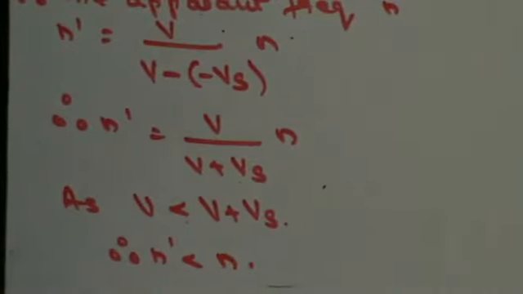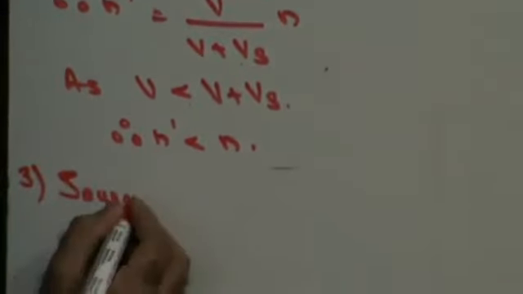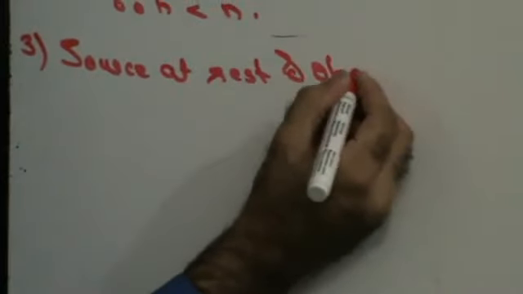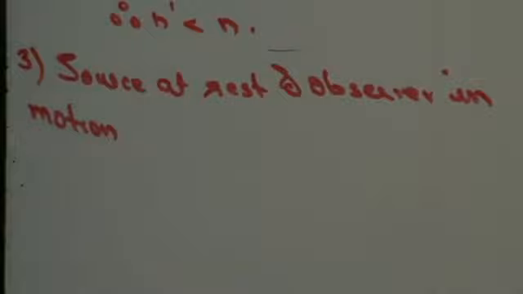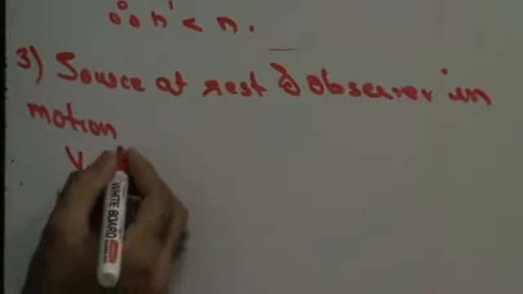Now, so far the source was moving. Let us assume that if the observer starts moving, let us consider a case that the source is at rest and the observer is in motion. Source at rest and observer in motion. Right? Now in that case, let us assume that VO is the velocity of the observer.